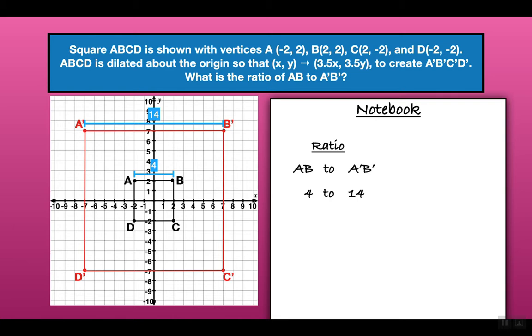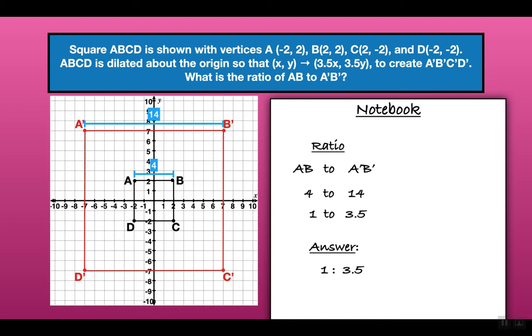Well, let's divide both of those numbers by 4. So when I divide both of those numbers by 4, I get a ratio of 1 to 3.5, which is my answer. My answer is a ratio of 1 to 3.5. By the way, notice how I wrote my answer, because you need to be familiar that when you see it written that way, that means 1 to 3.5.